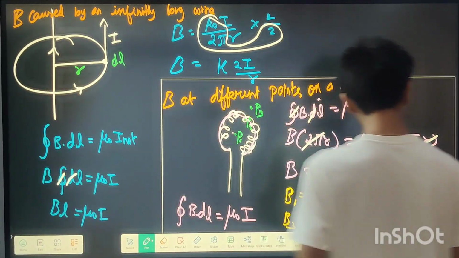Next is Lorentz force. What is this actually, Lorentz force?